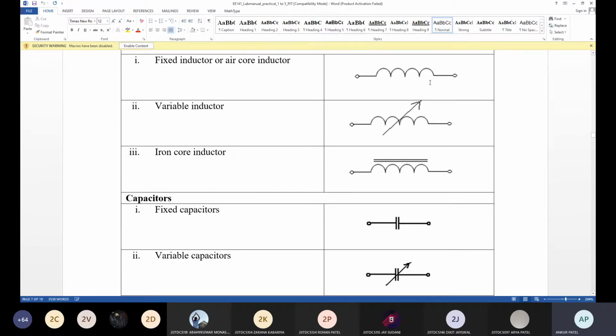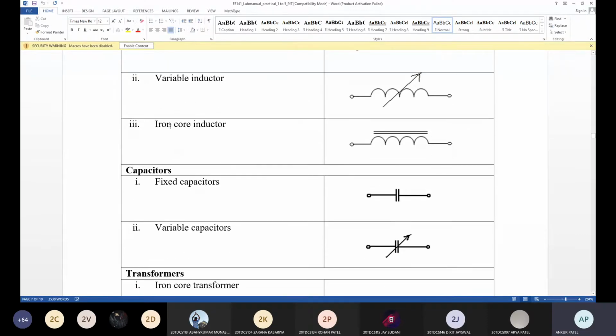Variable inductor, we can vary the value of inductance. Iron core inductor: you know this iron core inductor, the two parallel lines given mean it is used for mutual induction. Suppose we want to connect another circuit, then by mutual induction we can connect by this iron core inductor.